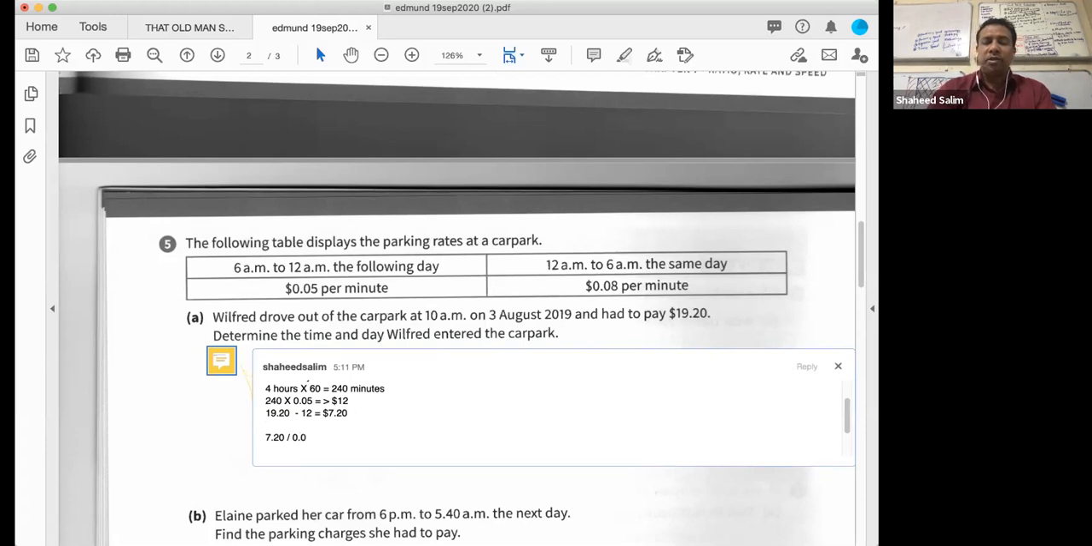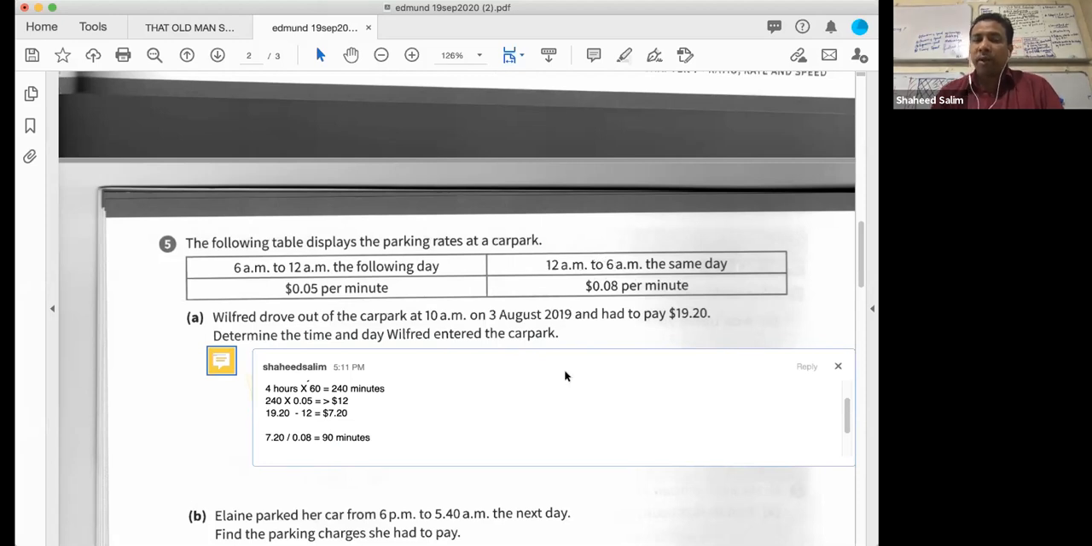To find how many minutes? How many minutes do you get? 720 divided by 0.08. How many minutes do you get? Can you check? Divide by what? Divide by 0.08. 90. 90 minutes. So that means he parked for 90 minutes over here.